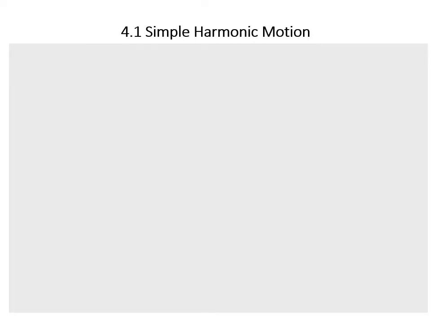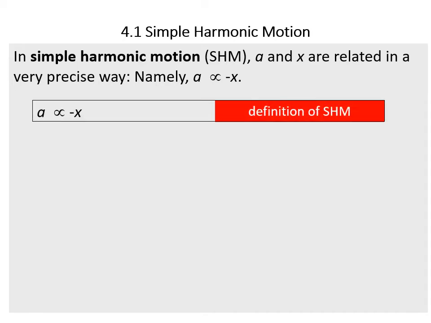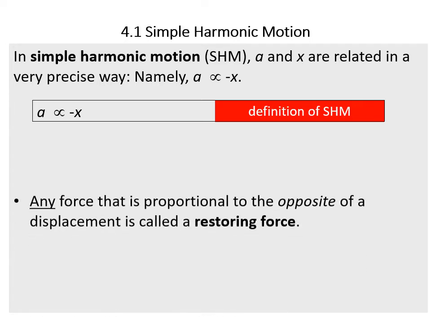We discussed simple harmonic motion or simple harmonic oscillations. These are just very special types of oscillations in which an oscillator always returns to the same amplitude. In simple harmonic motion, the acceleration acting on the object is in the opposite direction to the object's displacement. Namely, acceleration is proportional to negative x.